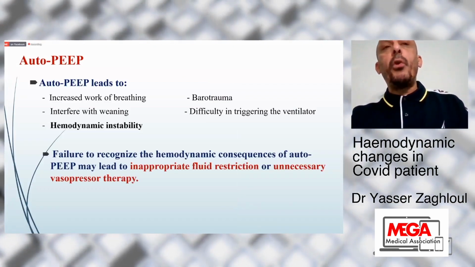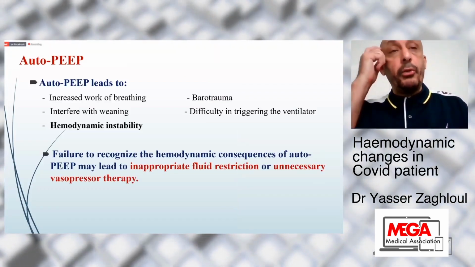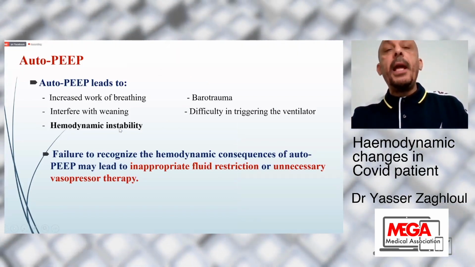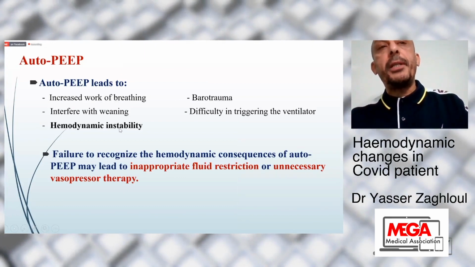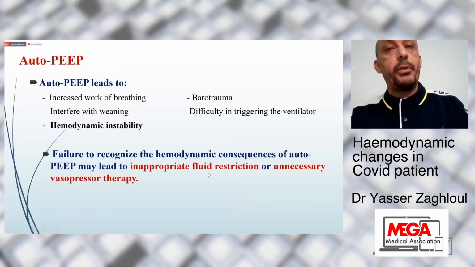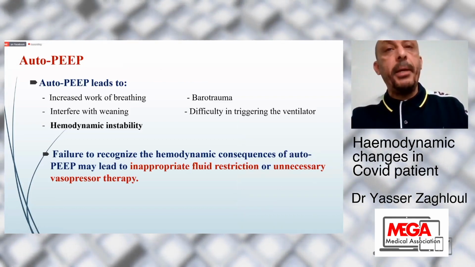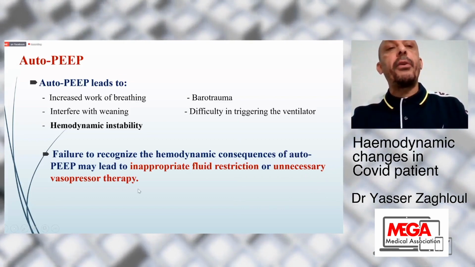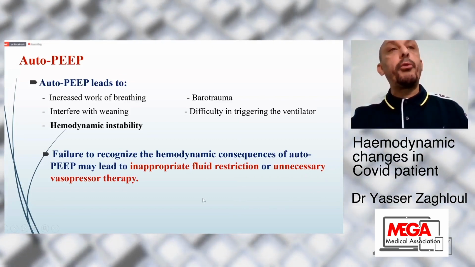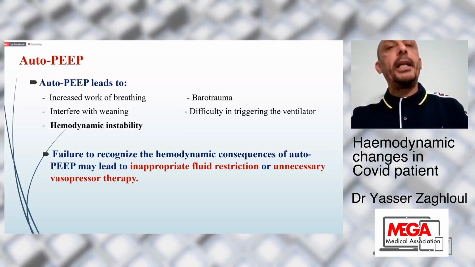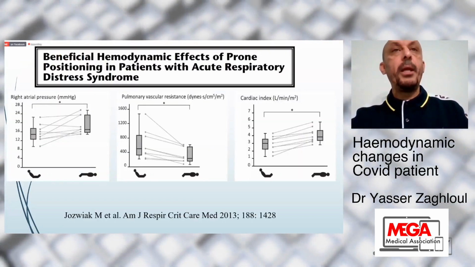The condition may be worse if the patient develops auto-PEEP, because auto-PEEP leads to hemodynamic instability. If the patient is hypotensive, you may give him more fluid because you think the patient is hypovolemic, and you end up giving more fluids and using unnecessary vasopressor therapy. So you have to detect auto-PEEP early and release it to avoid improper fluid management.